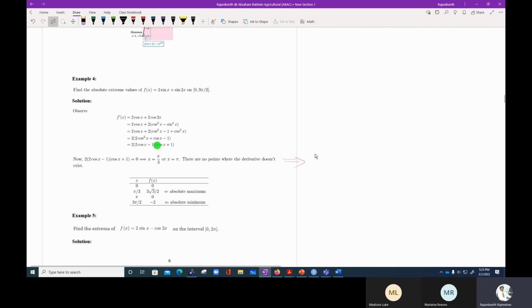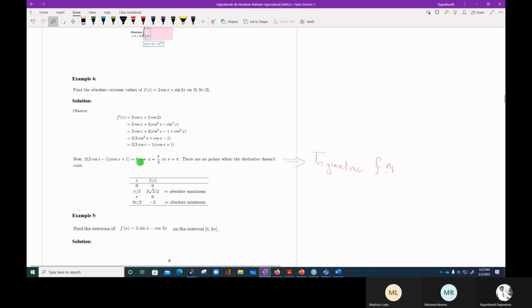trigonometric equations in the trigonometry course. You learned this already, right? So when you solve this equation for x, you will find out the possible x values.